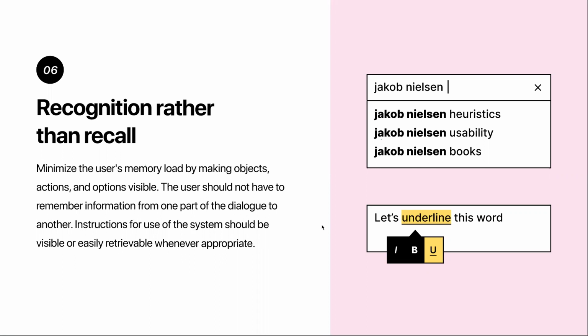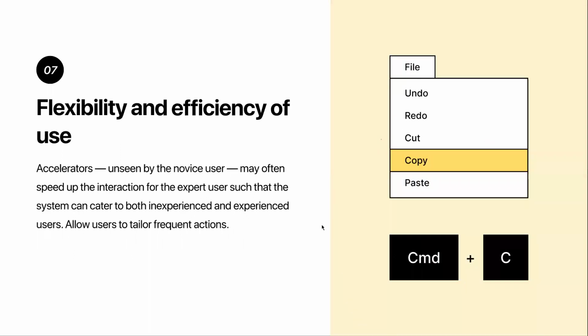Then the next one, flexibility and efficiency of use. Now, accelerators unseen by the novice user may often speed up interaction for the expert user, such that the system can cater to both inexperienced and experienced users. So it's just explaining or building off from what I explained previously. Now, this is where you provide shortcuts for your user. When you are building a product, provide shortcuts.